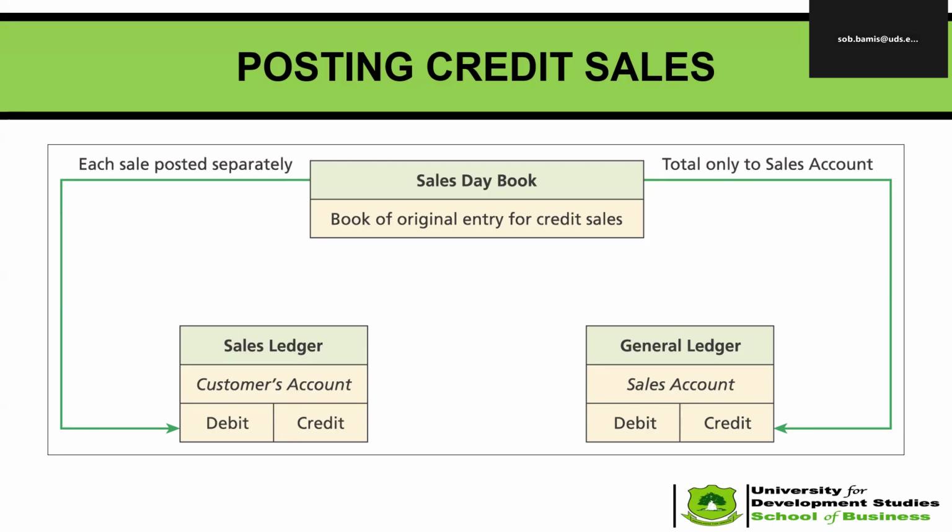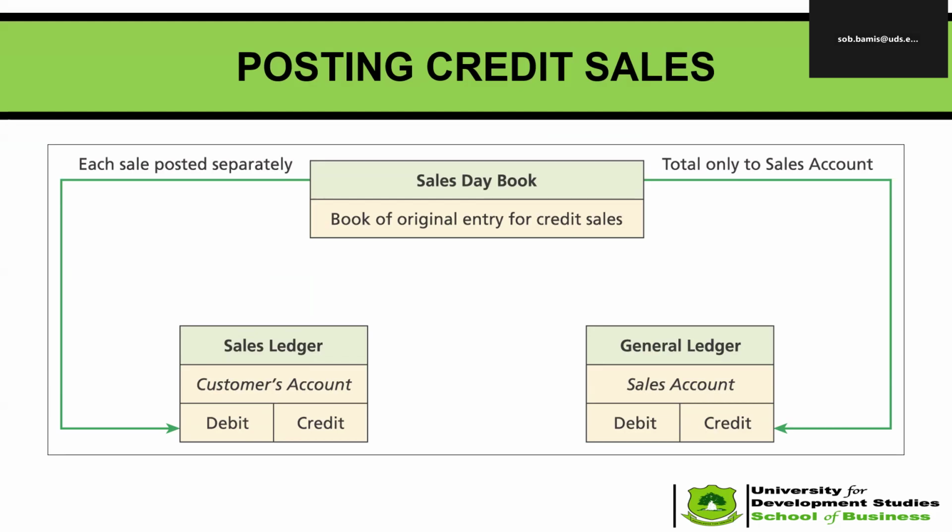The two issues here. If you are posting credit sales, a transaction relating to credit sales, somebody has bought goods from us on credit. What do we do? Two issues here. We have a customer's account and also the sales account. We debit the customer and credit our what? Our sales account. This is basic.